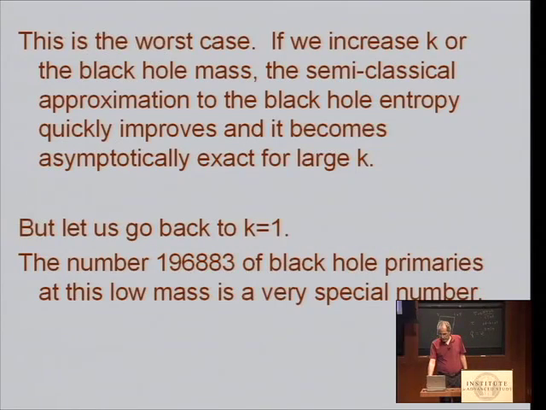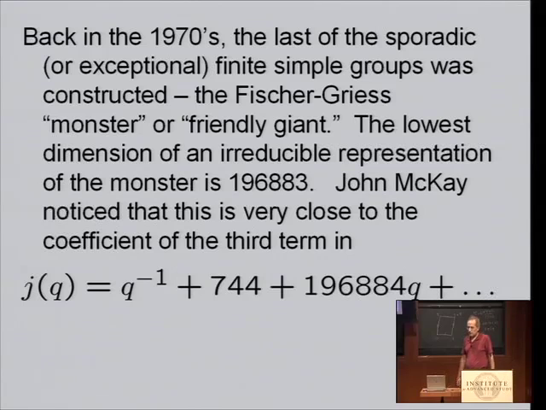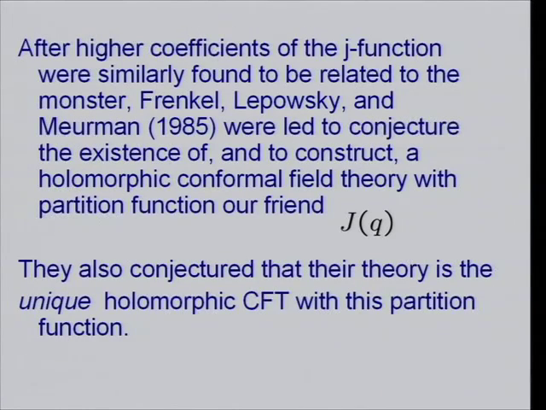The number 196883 is a very special number. Back in the 70s, the last of the sporadic or exceptional finite simple groups was constructed, the so-called monster. The lowest dimension of an irreducible representation of the monster is 196883. It was John McKay who noticed that this is very close to the coefficient of the third term in that 19th century function, the J function. And soon it was discovered that higher coefficients of the J function are similarly related to the monster. And Frenkel, Lepowsky, and Meurman constructed, well, first conjectured and then constructed, a holomorphic conformal field theory whose partition function is our friend capital J.